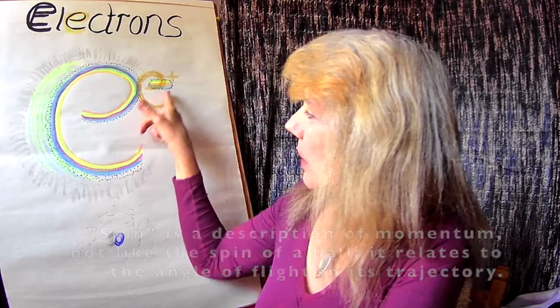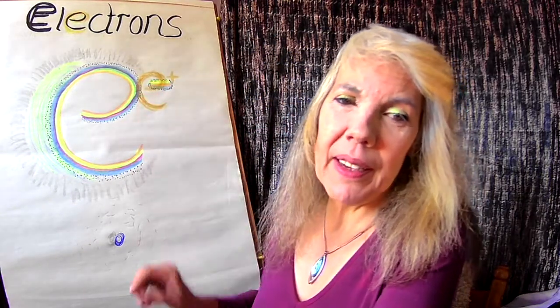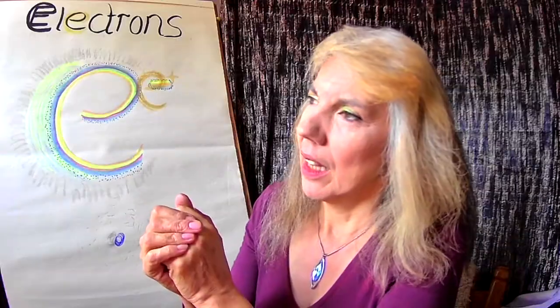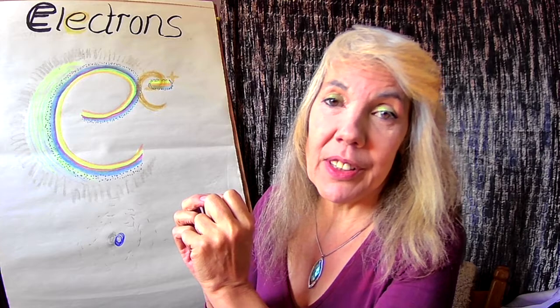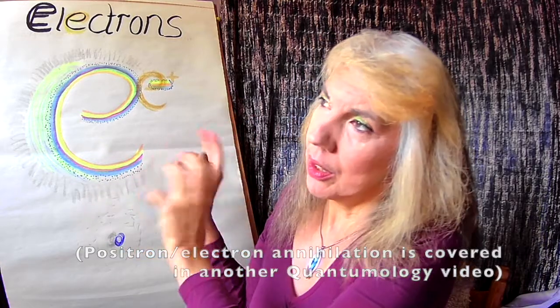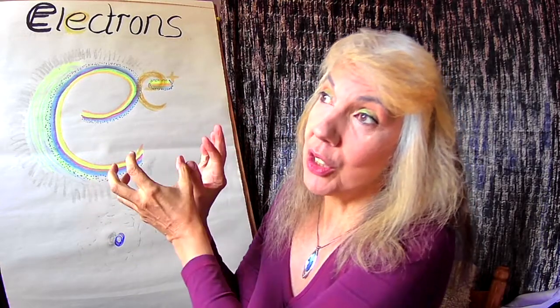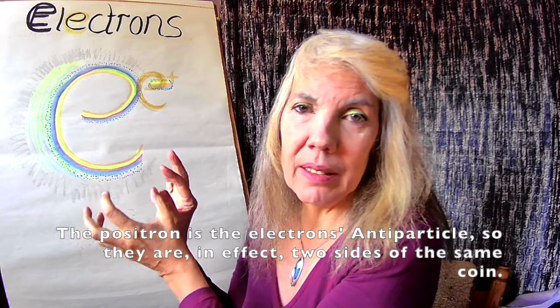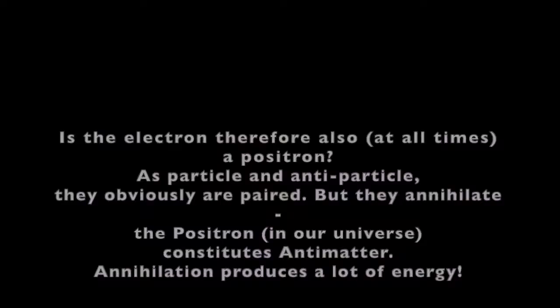They have an opposite number, which is symbolized by an E plus, and that's a positron. When a positron appears in this universe, it's immediately annihilated, poof, by an electron. But the question is, are the electron and the positron actually two sides of the same coin?